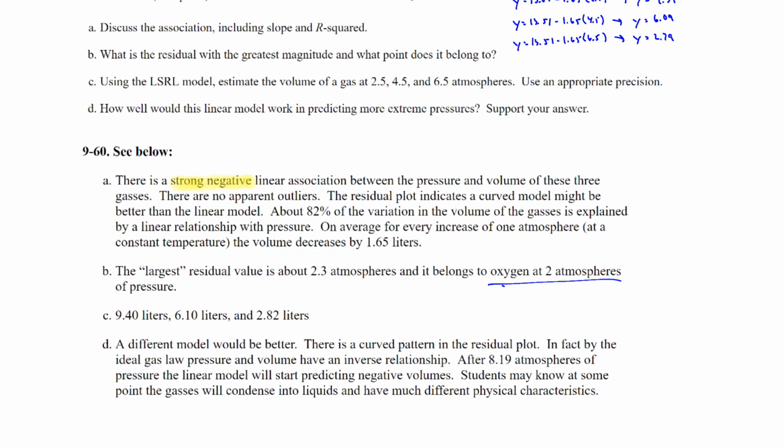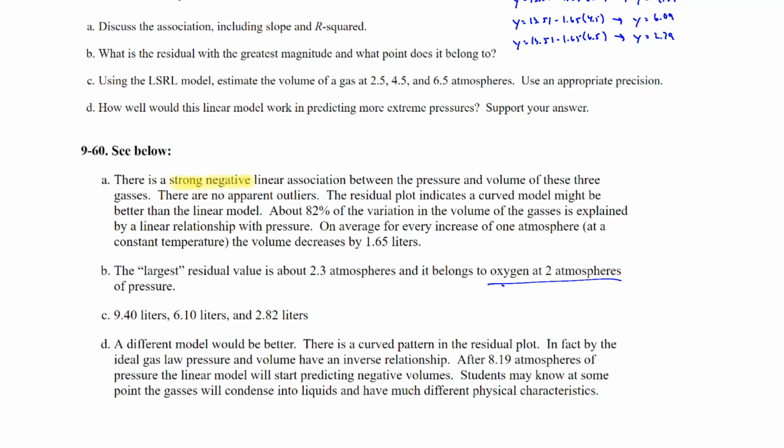All right, and Part D says, how well would this linear model work in predicting more extreme pressures, and support your answer? So we kind of already know a different model will be better because of the residual plot and the pattern that it has. It does say there is a curved pattern in the residual plot. In fact, by the ideal gas law, pressure and volume have an inverse relationship. After 8.19 atmospheres of pressure, the linear model will start predicting negative volumes. Students may know at some point the gases will condense into liquids and have much different physical characteristics. So, once again, we don't need all that information, but we do know that a different model would be a better model.